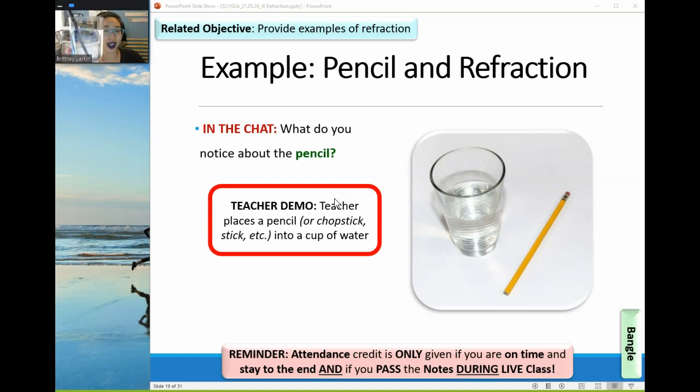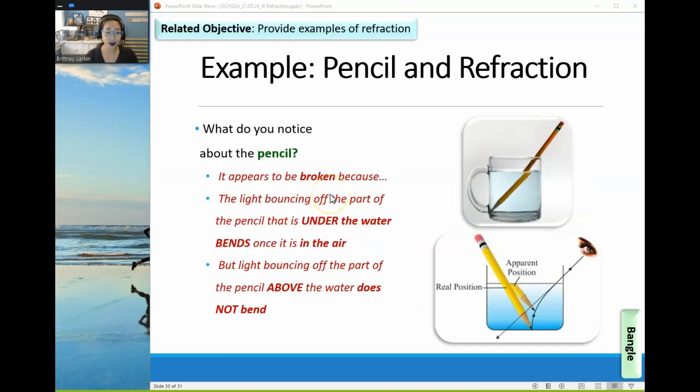What you should notice is that the part underwater actually looks like it's kind of broken from the part above the water. This is a great example of refraction and probably something that you've observed throughout your life. So what you will notice is that the pencil appears to be broken. The reason why is because light is bouncing off the part that's under the water, but that light that bounces off the pencil underwater then changes direction once it hits the air. We can see that right here, that we have the light bouncing off of the pencil. It goes into the air, and at that point it bends. But once it bends, sorry, let me clear that up again.